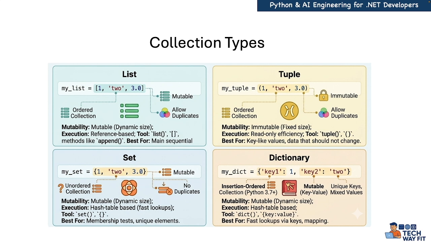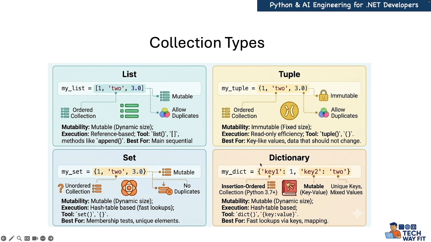Now there are these four different collection types, and there are slight variations in the way we define them. When you define a list, we use square brackets. When you define a tuple, we use parentheses. When you define a set, we use curly braces. And when you define a dictionary, we also use curly braces, but each item is a pair, a key and value pair. Again, these are the four different types.